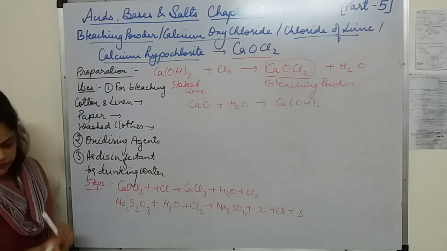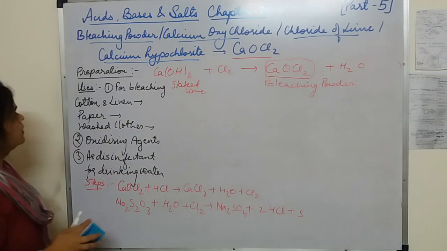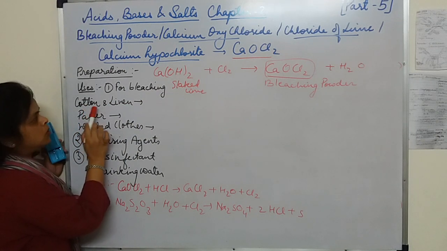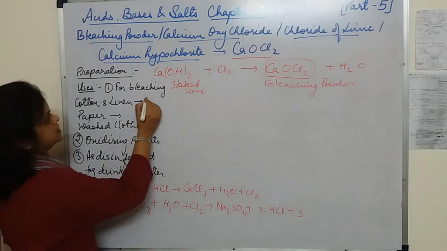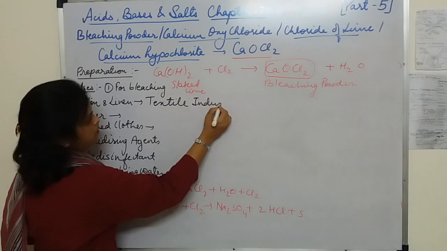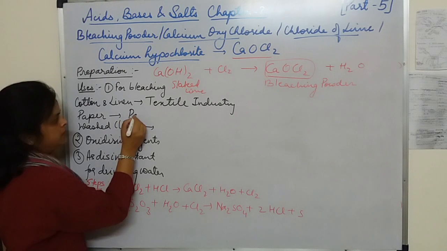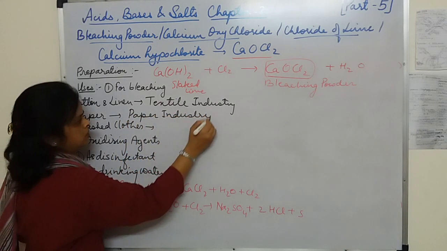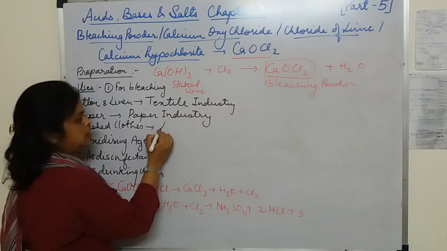Now students, we have to focus on its uses. It is used for bleaching. If it is used to bleach cotton and linen, then it finds its use in the textile industry. If it is used to bleach paper, obviously it will be used in the paper industry. And if it is used to bleach washed clothes, then it finds its use in laundries.